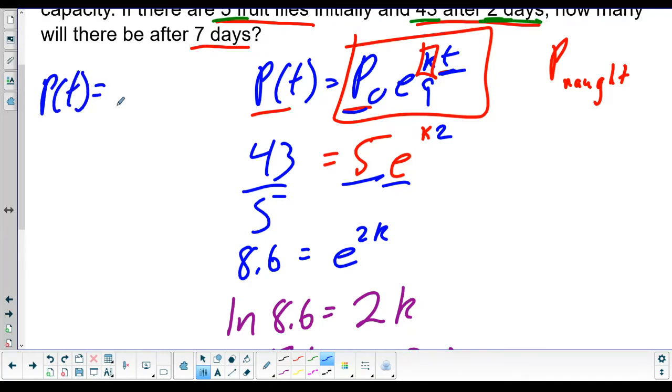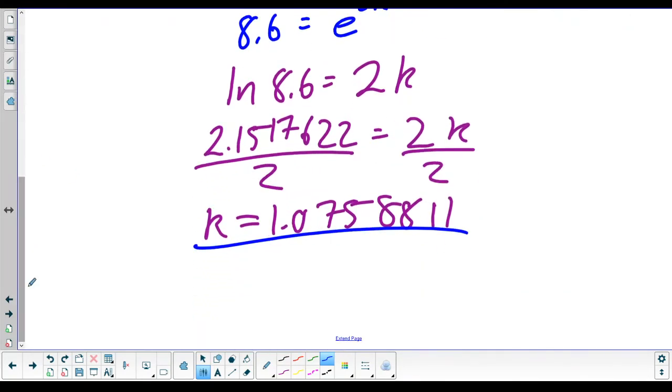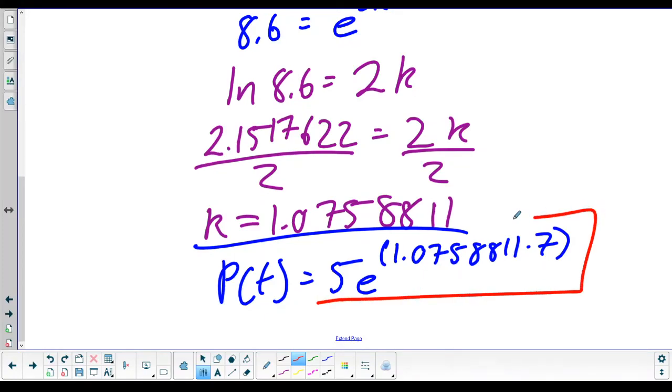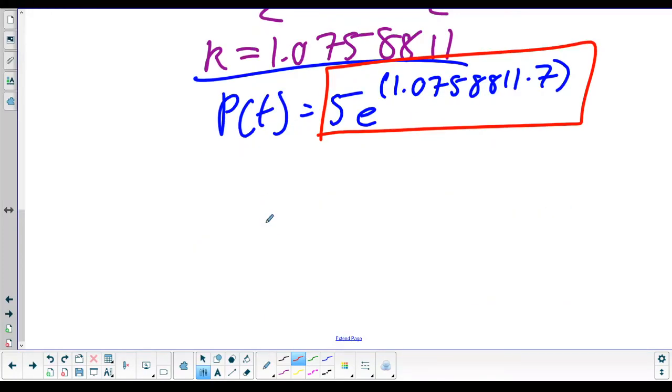So our final amount is going to be 5 e to the k. And then where t is, we're going to put 7 because we want to know after 7 days. So this is going to look like P of t equals 5e to the 1.07588811 times 7. Type this whole mess into your calculator and then it'll spit out the answer.